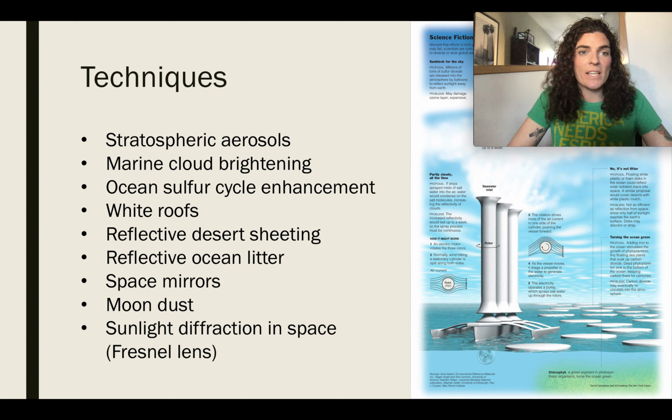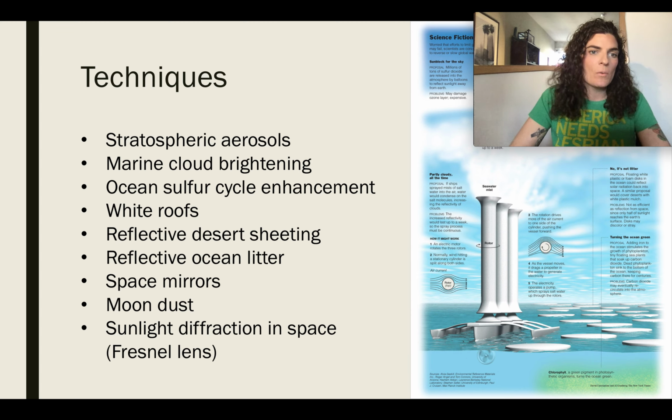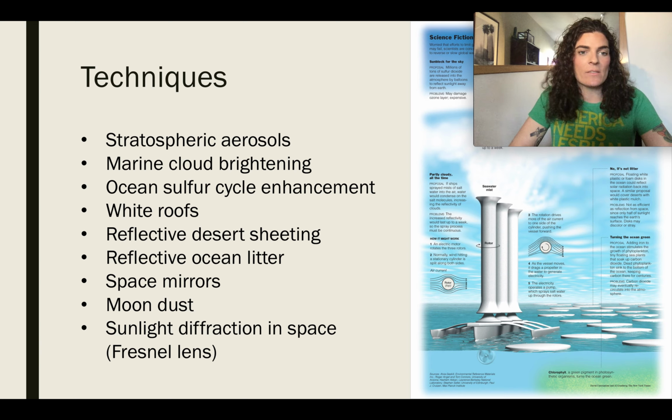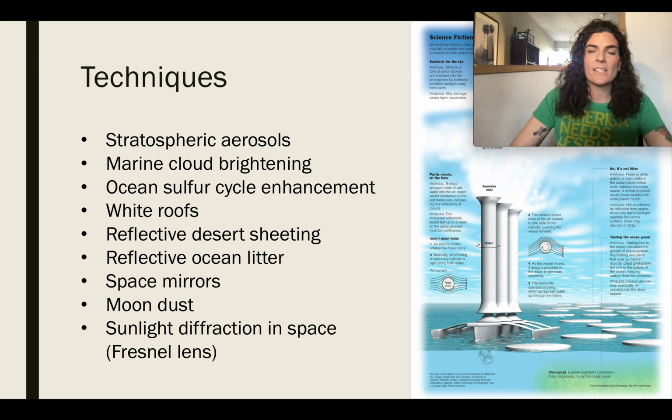A third is perhaps enhancing the sulfur cycle of the ocean, painting all the roofs white, putting reflective sheeting over the world's deserts, dumping a bunch of reflective trash into the oceans, putting literal space mirrors between the Earth and the Sun, or space sunglasses through a diffraction lens, or perhaps just blowing up a side of the moon and putting a bunch of moon dust in between the Earth and the Sun to reflect some of that radiation.